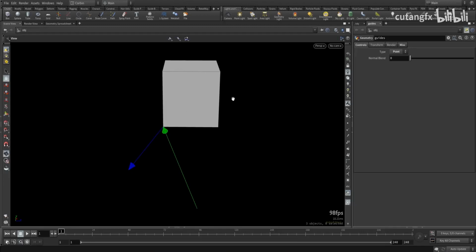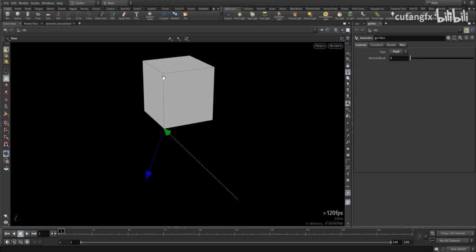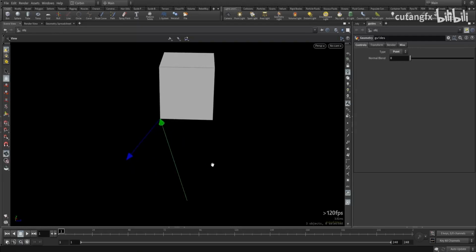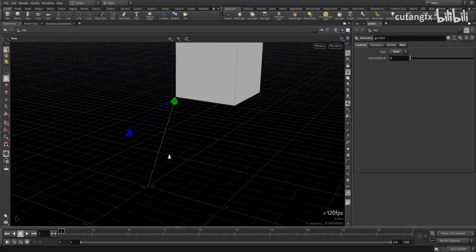So this is just a very simple example. We have a cube here. There's 8 points in this cube. And here the green line is representing essentially just the point position relative to the origin. So I'm going to switch on the grid here and we're going to have a look.